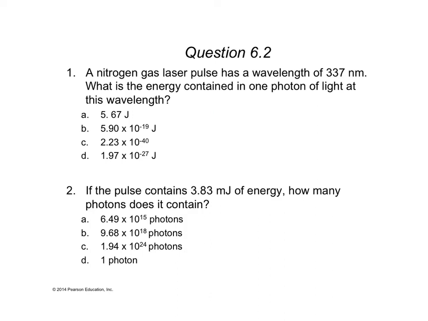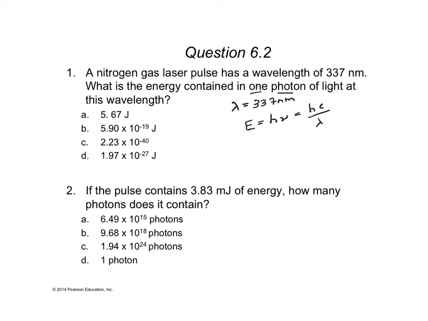All right, so let's go ahead and do some more questions. For the first one, we've got a wavelength of light. The wavelength for this one is equal to 337 nanometers. And I want you to calculate the energy that is contained in one photon of light at this wavelength. So remember that energy is equal to h nu. And we also have a relationship between energy and wavelength, which is hc over lambda.